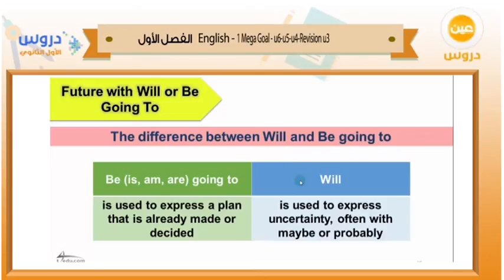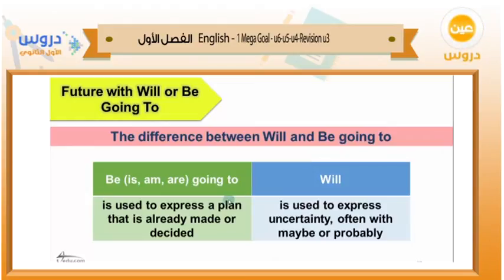Well, will is used to express uncertainty, often with maybe or probably. And we use am, is, are going to express a plan that is already made or decided. So if you say, I will probably travel to Mecca, it means you're not sure. You don't know when, but you may. I will travel to Mecca, but I don't know when.